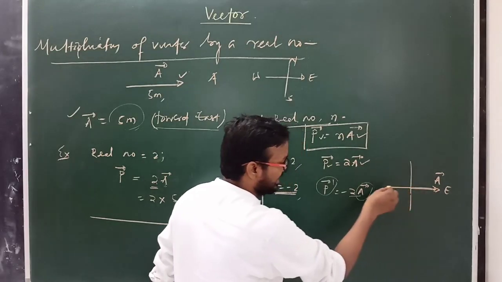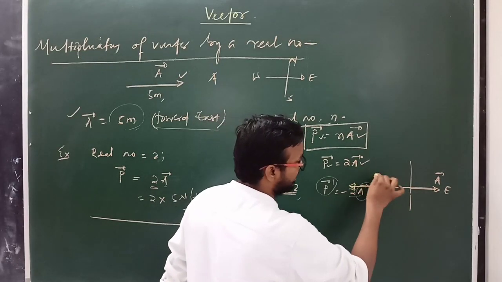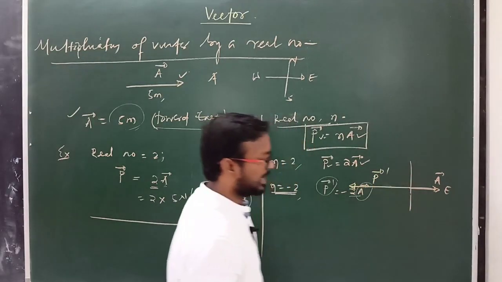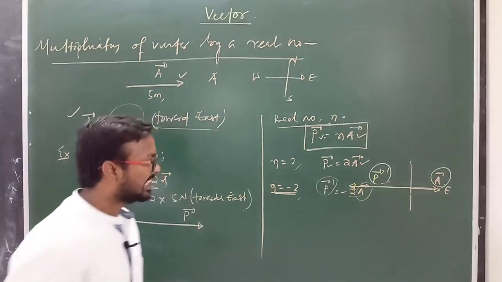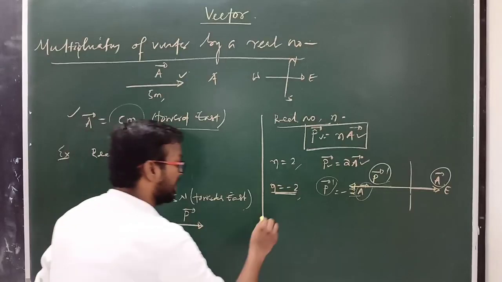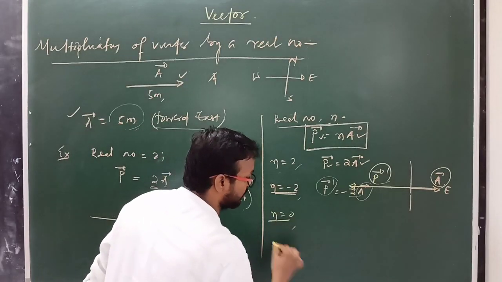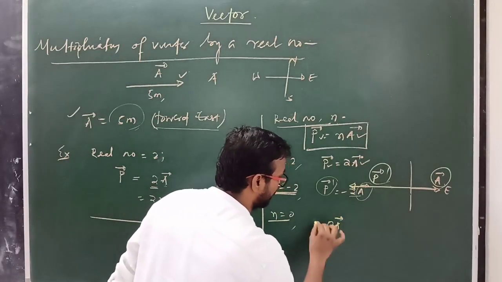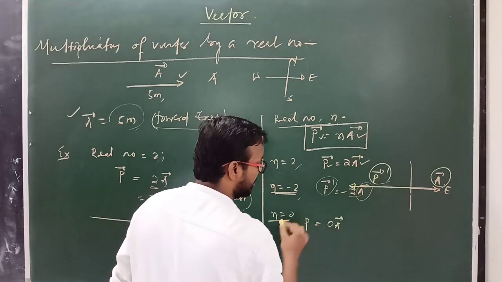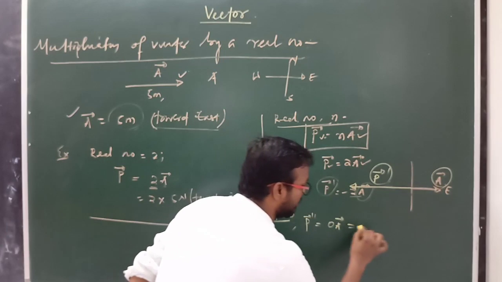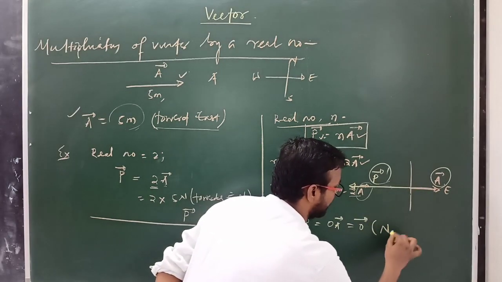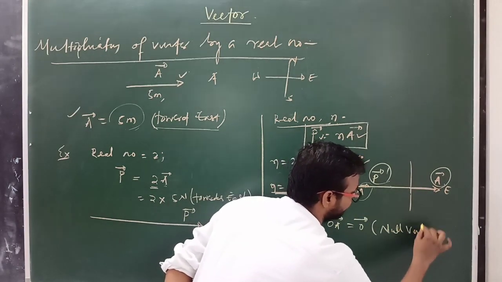So in this case this represents the P' vector, which is opposite to the A vector. Clear? Okay, another example you can take. Suppose n equals 0, so 0 into the A vector gives another vector. Suppose this vector is P'', and 0 into A is equal to the 0 vector, and this shows that this is a null vector.